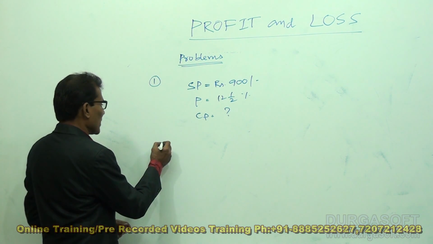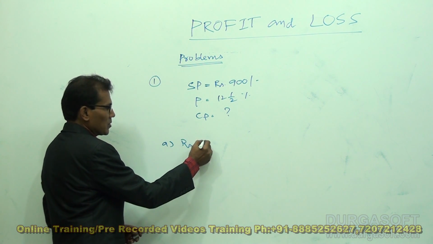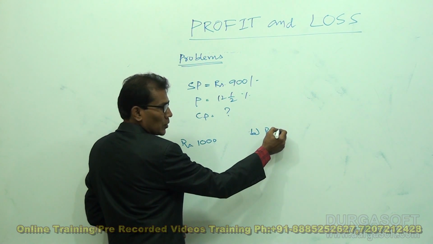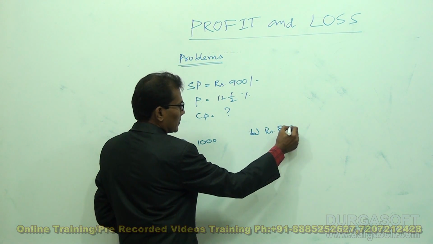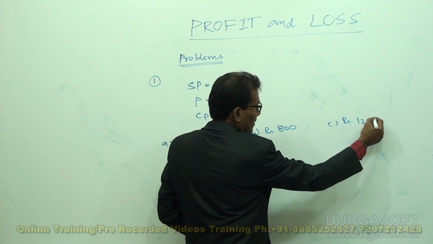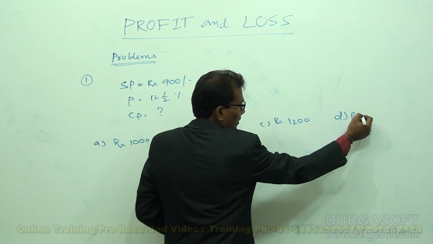And the options are given. A. Rupees 1000, B. Rupees 800, option C. Rupees 1200, option D. None.